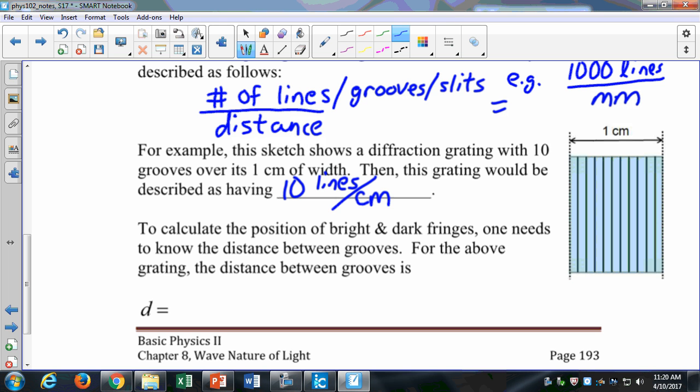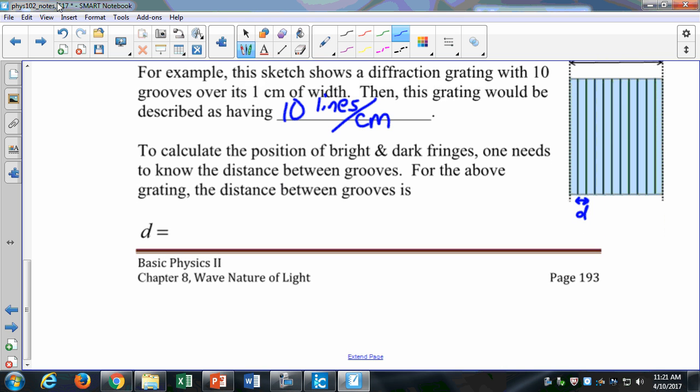Now to calculate the position, you need to know the distance between the grooves. We need to know this distance, which is our distance d. And in order to calculate that, taking this example, I say 10 lines per centimeter, and I just do the inverse of it, because I want to know the number of centimeters per line. And so that's going to be 0.1 centimeters per line.